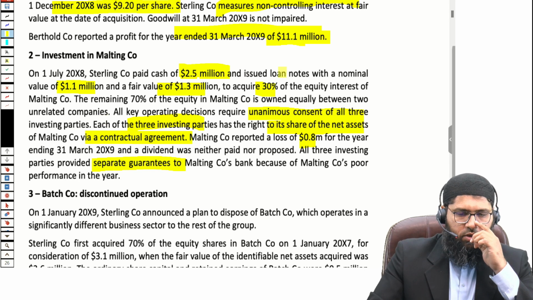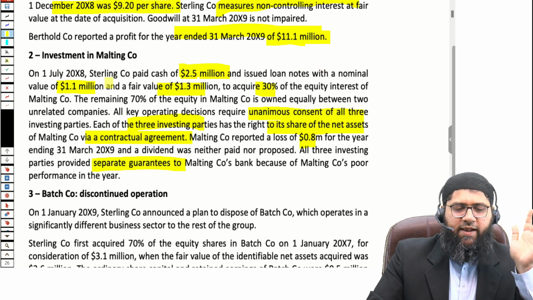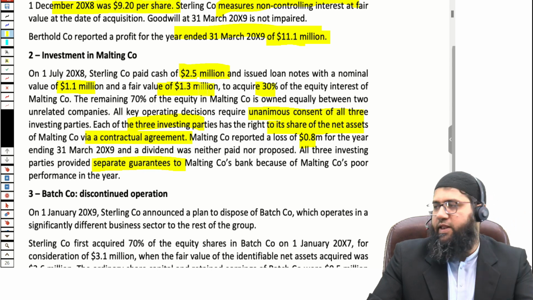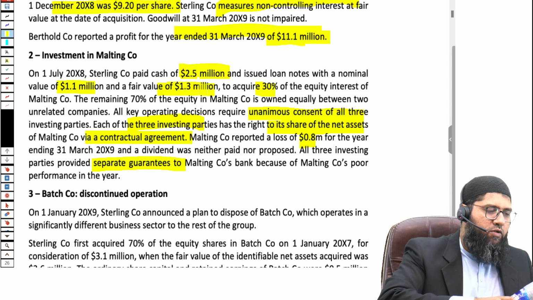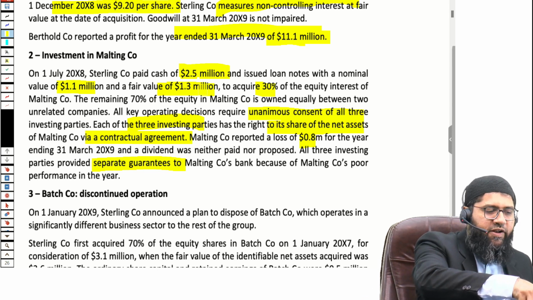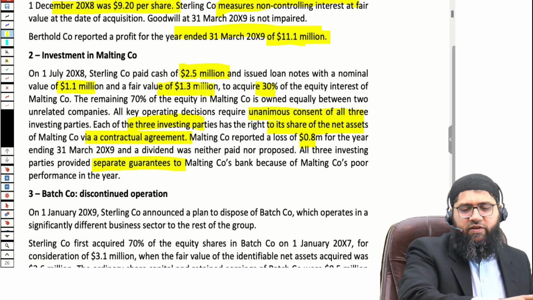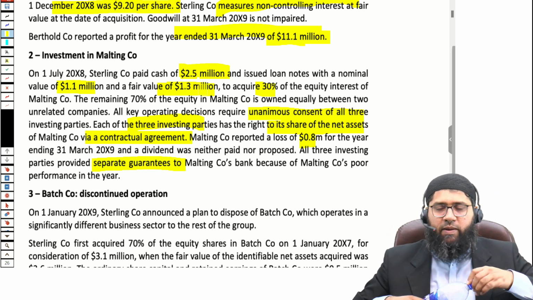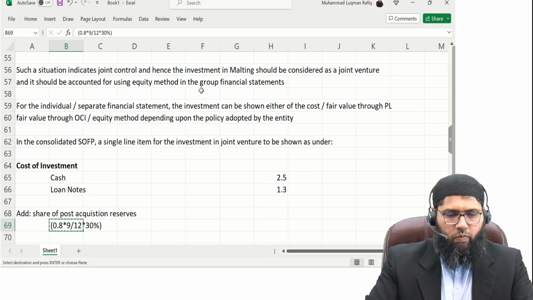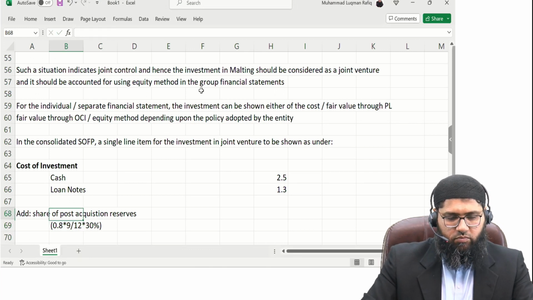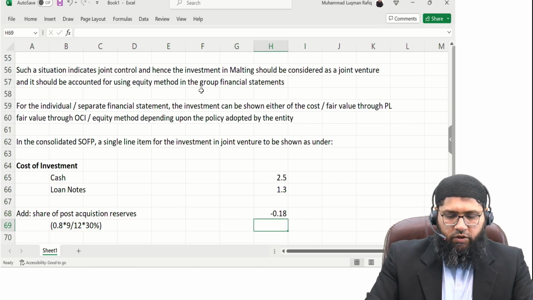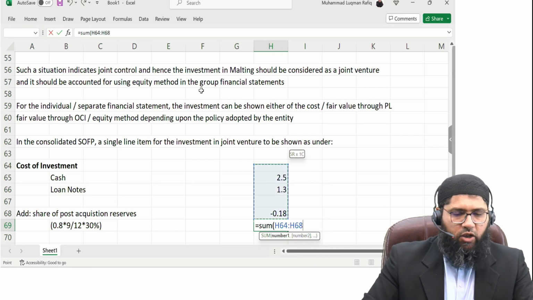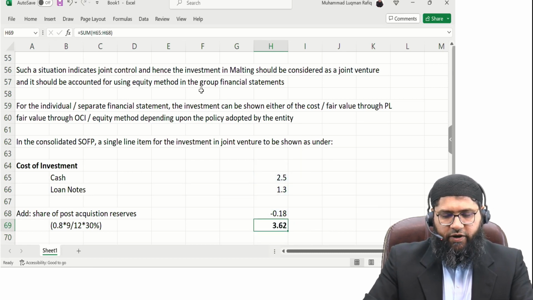Okay. See, what happens is that the loan notes have a nominal value of 1.1 and a fair value of 1.3 million. So we always record the investment at the fair value of the consideration paid. The fair value of the consideration paid was 1.3 million. It was not 1.1 million. So there was actually a loss, and the loss is going to be accounted for like this, 3.62 million.